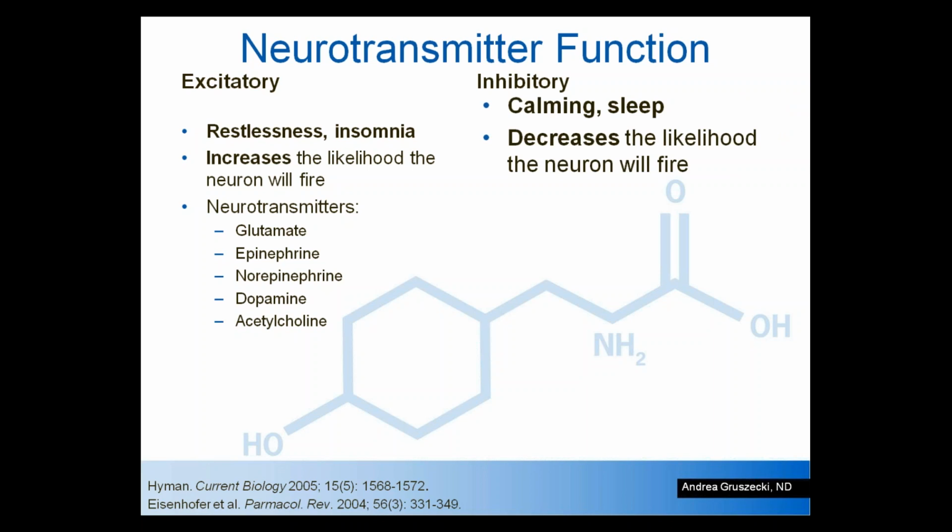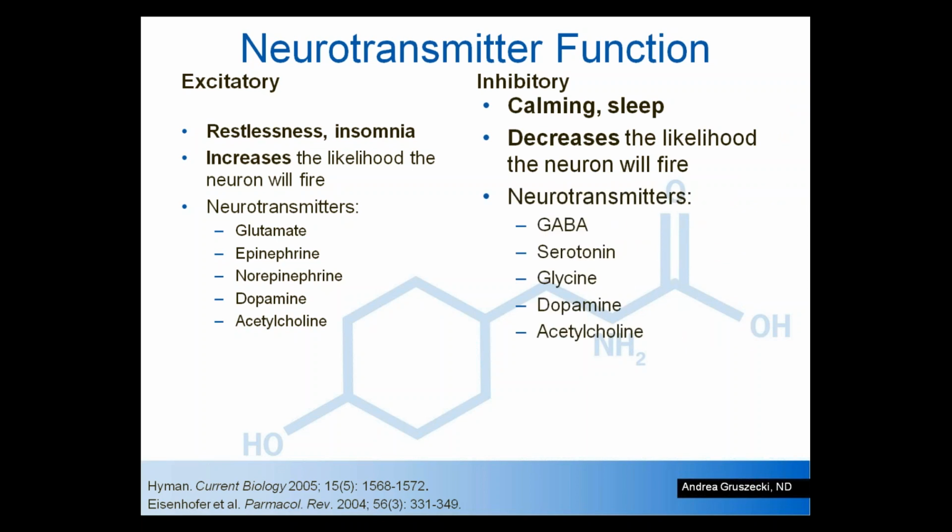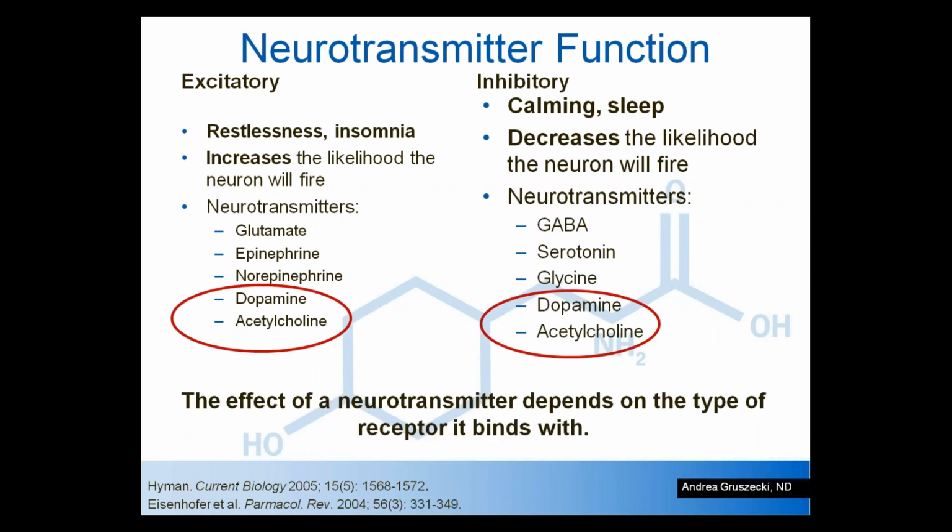Inhibitory neurotransmitters are the nervous system's off switches. Excitation in the brain must be balanced with inhibition. The primary inhibitory neurotransmitters are GABA and serotonin. Other neurotransmitters, such as dopamine and acetylcholine, may have both excitatory and inhibitory effects, depending on the function of the binding receptor. Receptor activation may have direct effects on the nerve cell or activate second messengers. Second messengers can then have local or systemic effects.